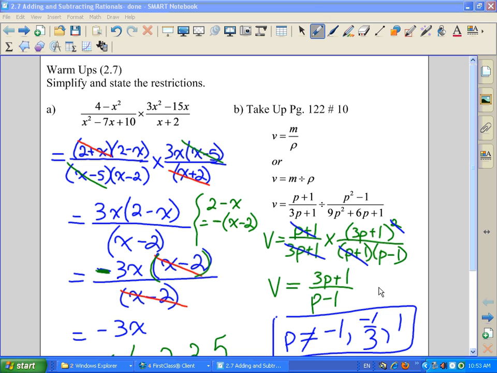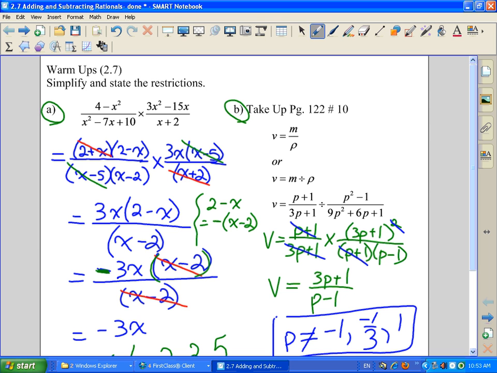Today's warm-ups we're going to simplify and state the restrictions. For A part I made up an example, and then for B part it's one of your homework questions from last day. So taking a look at example A, ladies and gentlemen, place all your factors in the expressions given. If you need again to use a margin to do your factoring on the side, please feel free to do so. Once you have all your factors listed, we look to cancel.